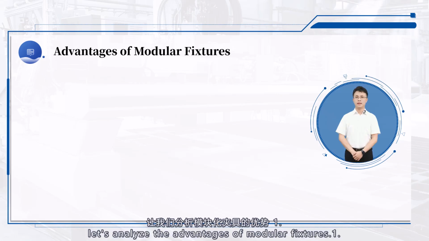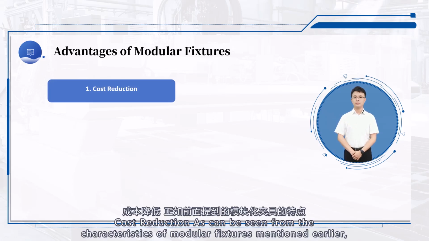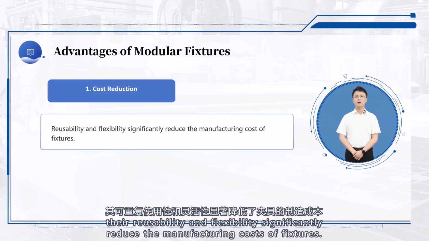Next, let's analyze the advantages of modular fixtures. 1. Cost reduction, as can be seen from the characteristics of modular fixtures mentioned earlier. Their reusability and flexibility significantly reduce the manufacturing costs of fixtures.